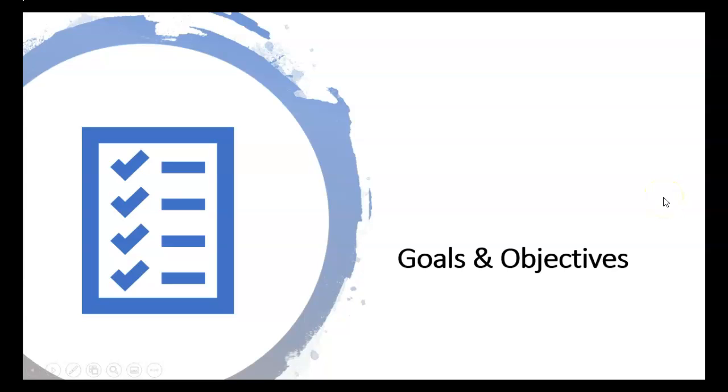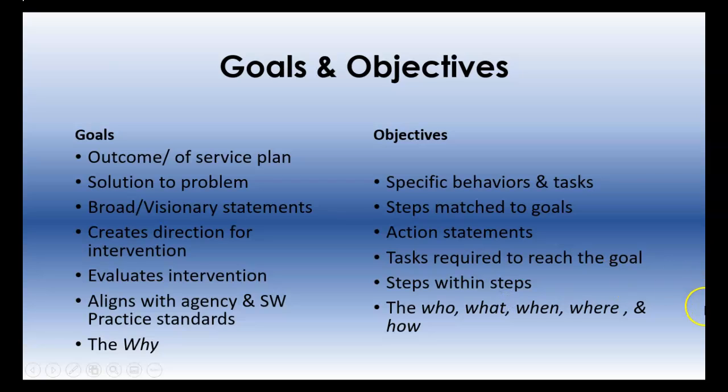The textbook that we're using, Kirst-Ashman and Hall, identifies the generalist intervention model, and we'll talk about that more further along in this presentation. So when you're thinking about the planning process, the two key areas you want to think about here are goals and objectives. Goals and objectives are what you use in the plan and implement service to clients.